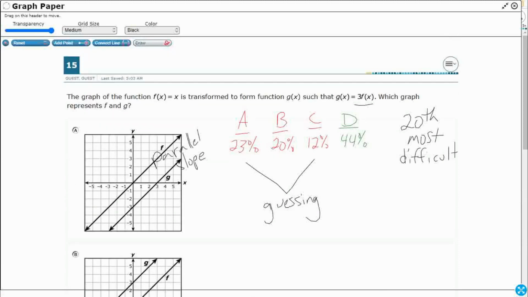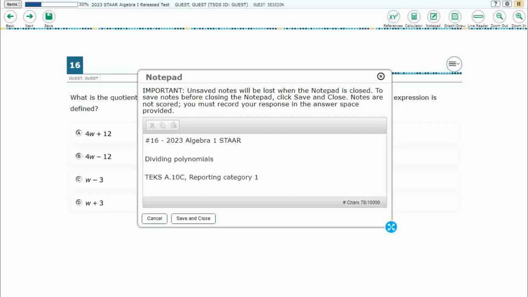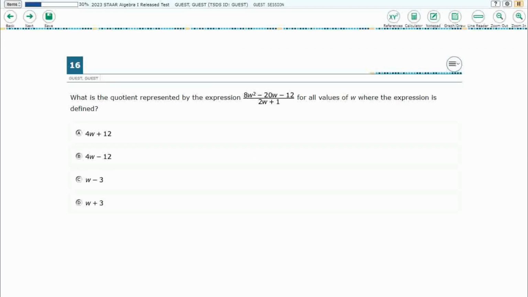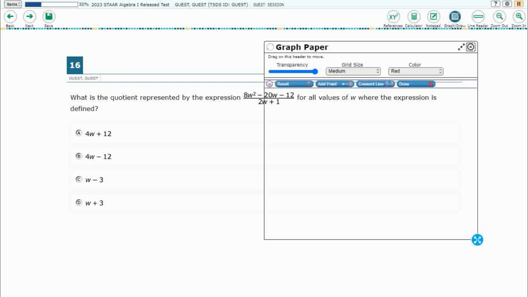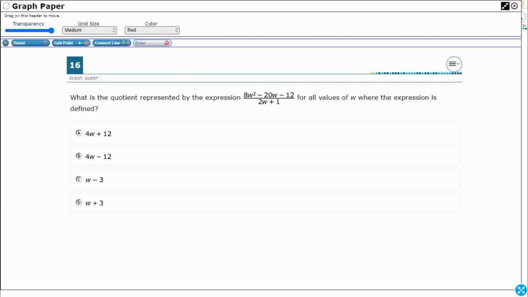There's a lot to remember here. So for number 16, we are dividing polynomials. This is TEKS 8.10c, reporting category 1. This has been a supporting standard since 2016. The first time this standard has ever been tested on the STAAR test, so it might have thrown a few people off. So what are we doing here?